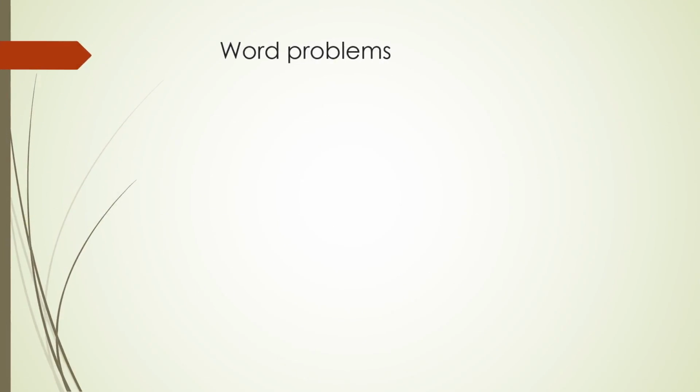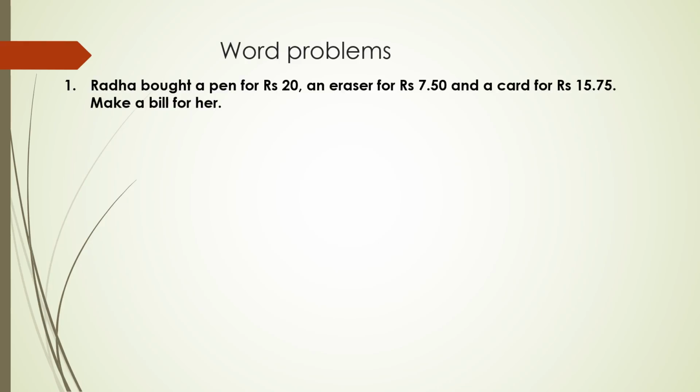Let's do the word problems given on page number 122. First question: Radha bought a pen for rupees 20, an eraser for rupees 7.50 paisa and a card for rupees 15.75 paisa. Make a bill for her. Now children, whenever a bill is made, you have to do the addition. Now the cost of the pen is 20 rupees. See how I have mentioned.